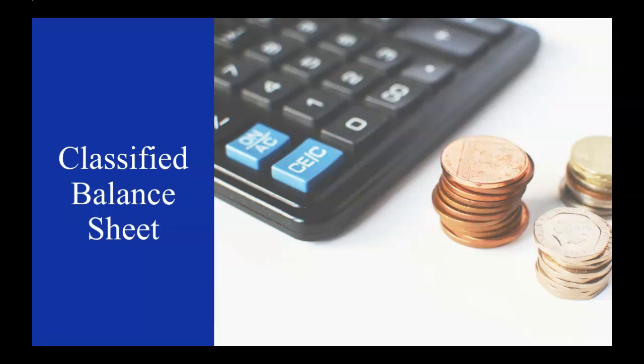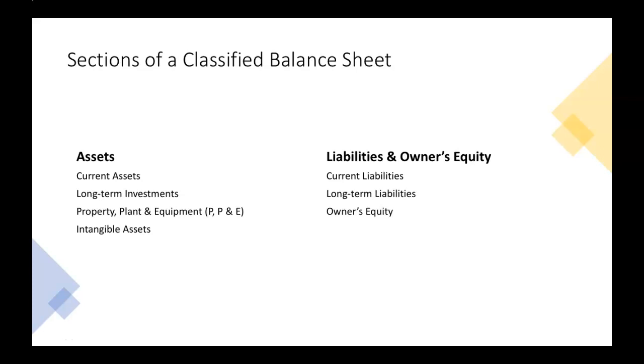Let's talk about the different sections on a classified balance sheet. So on a typical balance sheet, you would just have your assets, then your liabilities, and your owner's equity. Well, on a classified balance sheet, we break it down a little bit more. So under assets, you'll have current assets, long-term investments, property, plant, and equipment, and intangible assets. And then you'll have current and long-term liabilities to go along with your owner's equity.